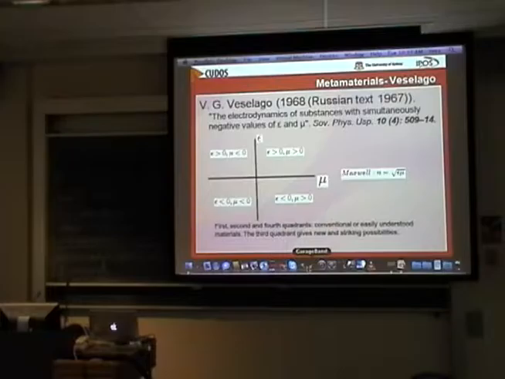But Veselago thought, how about this third quadrant, where both of them are negative? Well, if both of them are negative, then the product is positive. So I don't need an i coming out of that. I've got a square root of a positive number. So again, this quadrant and that quadrant are the quadrants where waves can propagate freely.